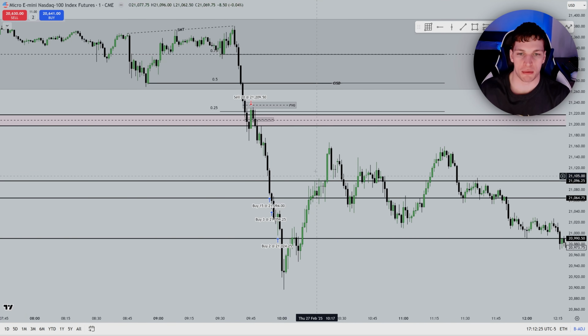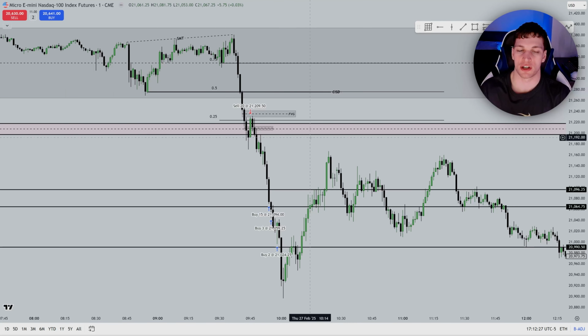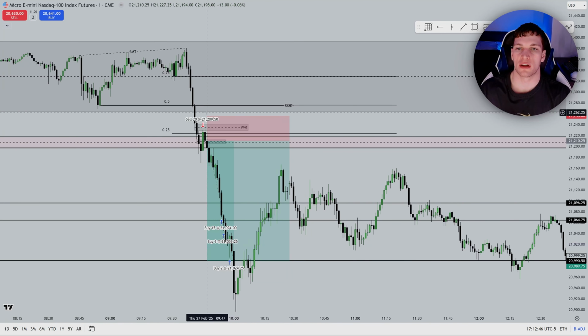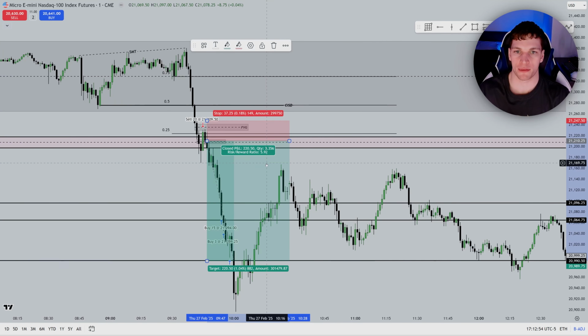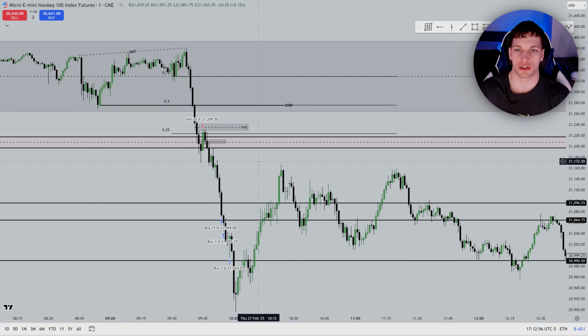So all in all, pretty happy with that. It was a very nice move, as you can see from the executions there. And you can see the RR was pretty ridiculous on that trade for the full position. So like I said, I'm extremely happy with that, and I'm very happy with that trade. I think it was excellent from me.